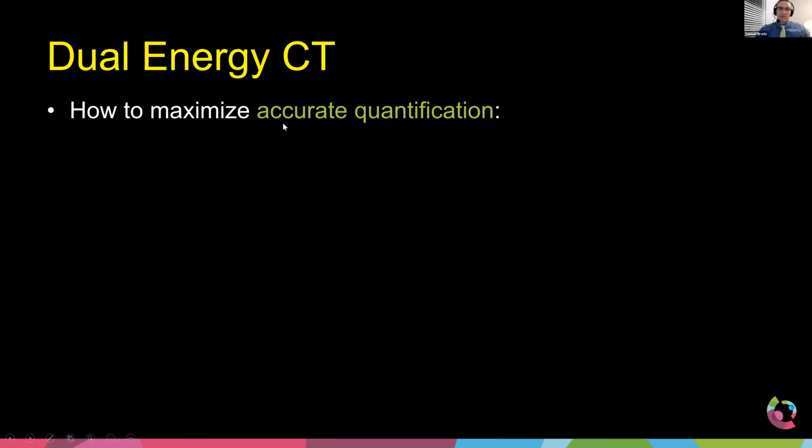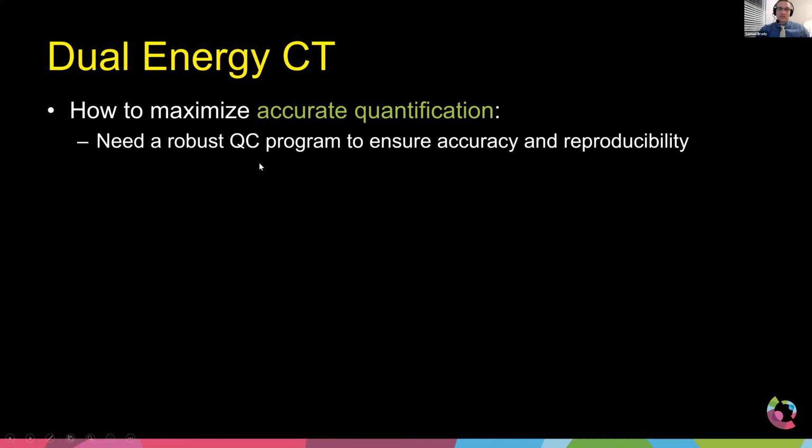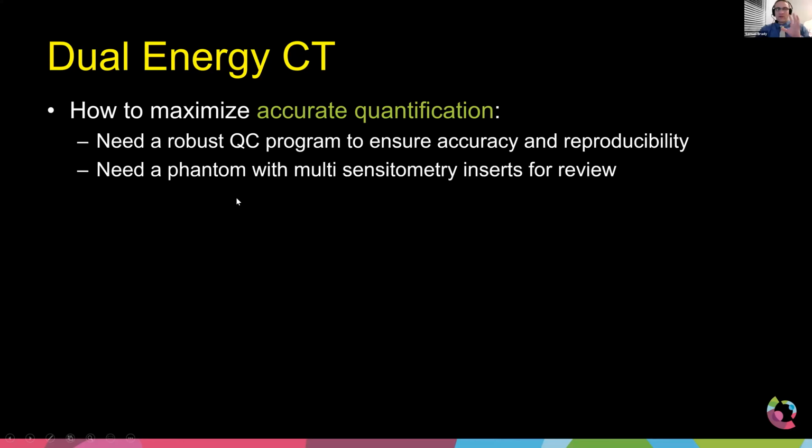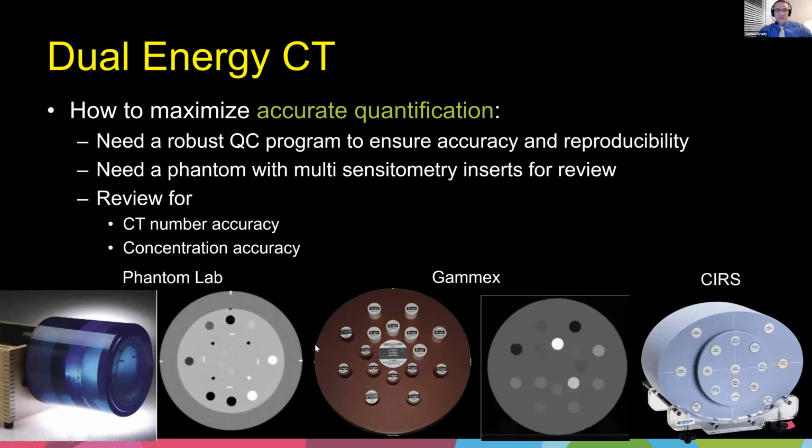So how do we maximize the quantification accuracy? Well, this is something we've talked about throughout this whole process: establishing diagnostic reference levels. You need to have a good understanding of the CT scanner, its strengths and its weaknesses. To do this, you need a robust quality control QC program. One way to do that is to get a phantom and scan that phantom, and this phantom has to have multiple sensitometry inserts.